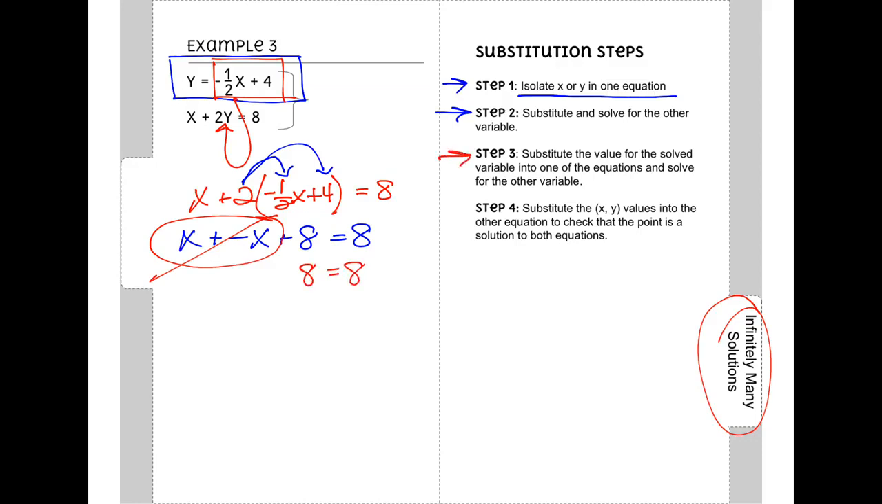Step 3 is telling us to substitute the value for the solved variable into one of the equations and solve for the other variable. But we didn't get a value for a solved variable. We got this true statement, 8 equals 8. So we're not going to be able to perform step 3, and we're not going to be able to perform the following steps.